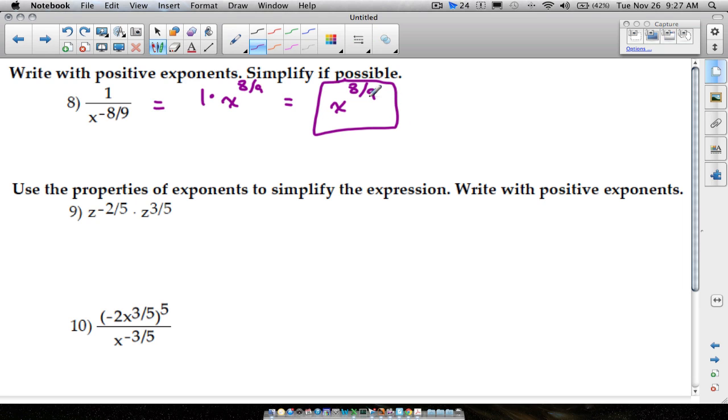There's nothing to do to simplify this here. We don't have to write it in radical notation. The fraction does not simplify, so we're totally done with that problem.